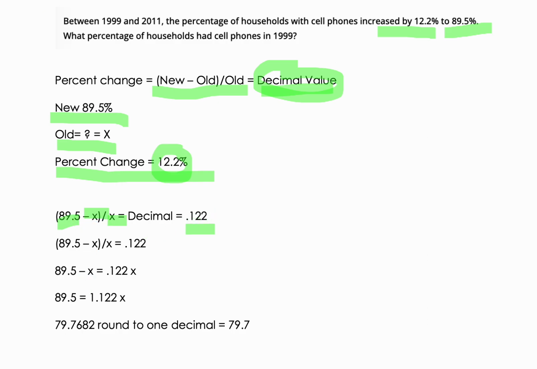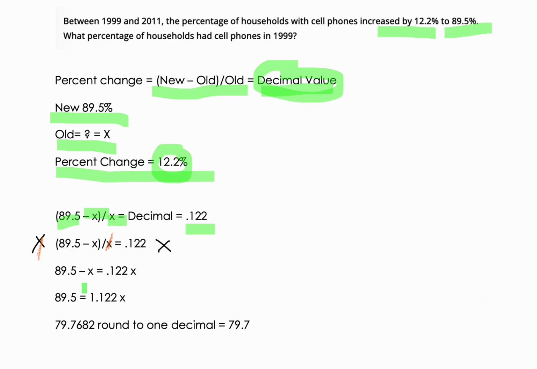In order to solve for X, the problem that we have here is that X is in the denominator. So we have to multiply both sides of the equation by X. That way, I can get rid of this X with this X because this is in the denominator and this is in the numerator. So the X's on the left disappear, and then what we're left with is 89.5 minus X, and then on this side we have 0.122X.